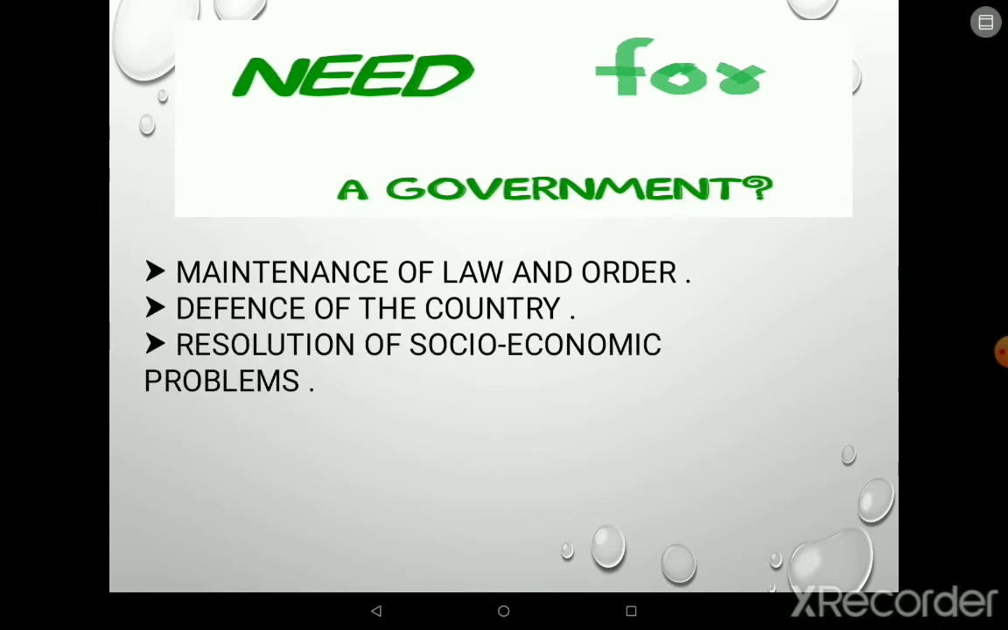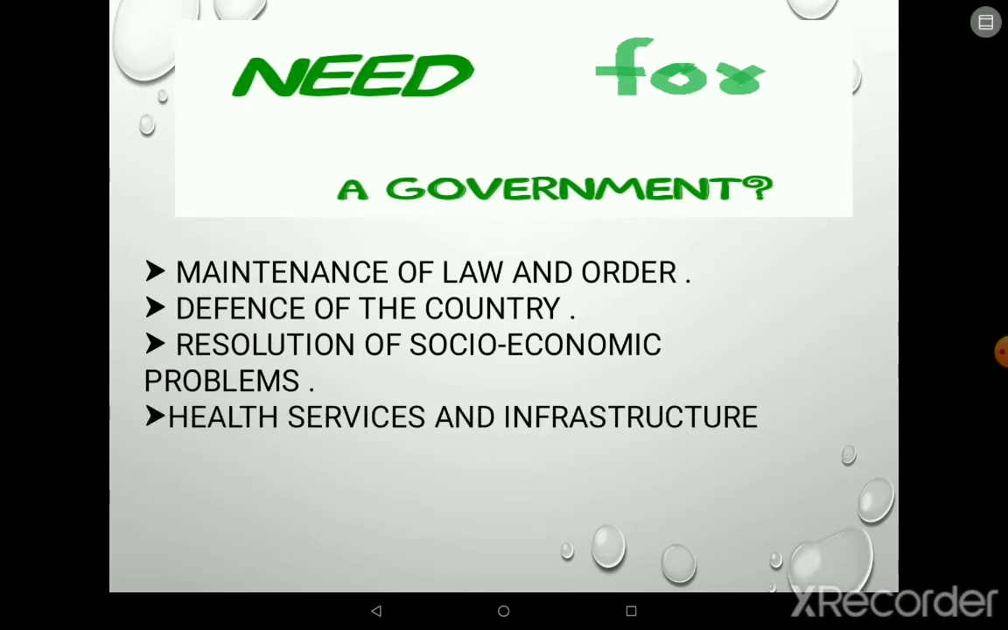Then resolution of socio-economic problems. The government takes decisions on how to deal with problems such as poverty, unemployment, and discrimination. And it also takes care of the poor and needy sections of the society.